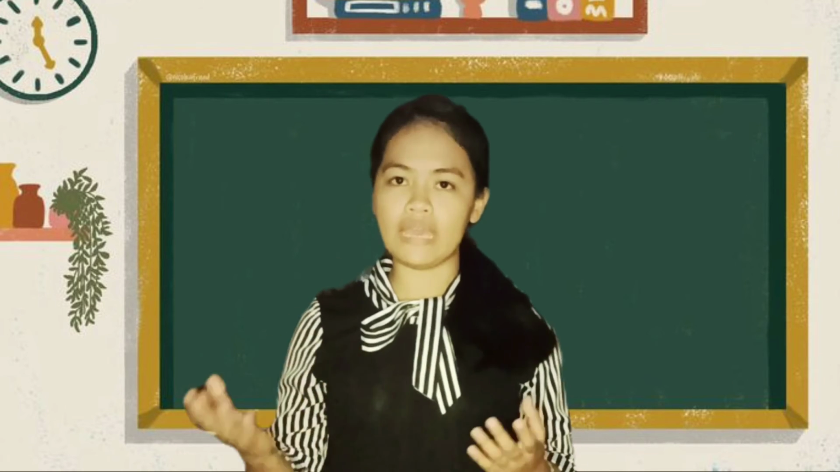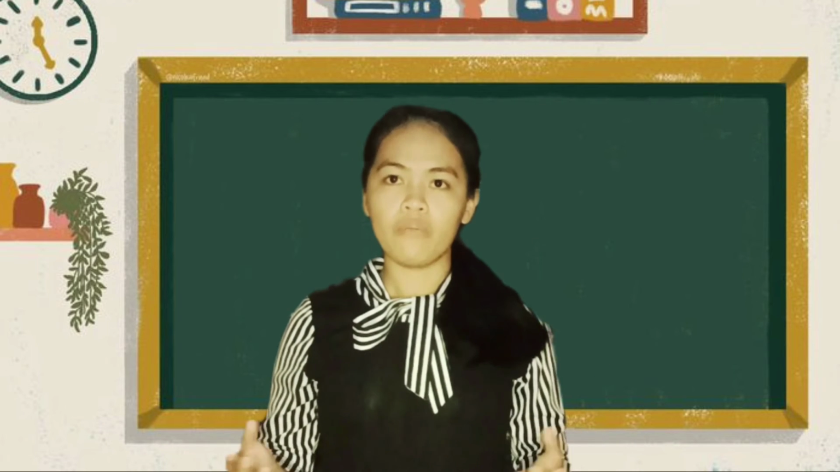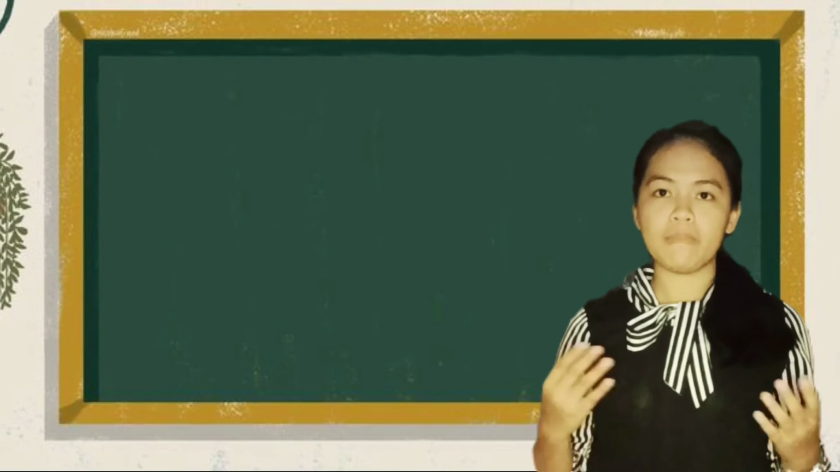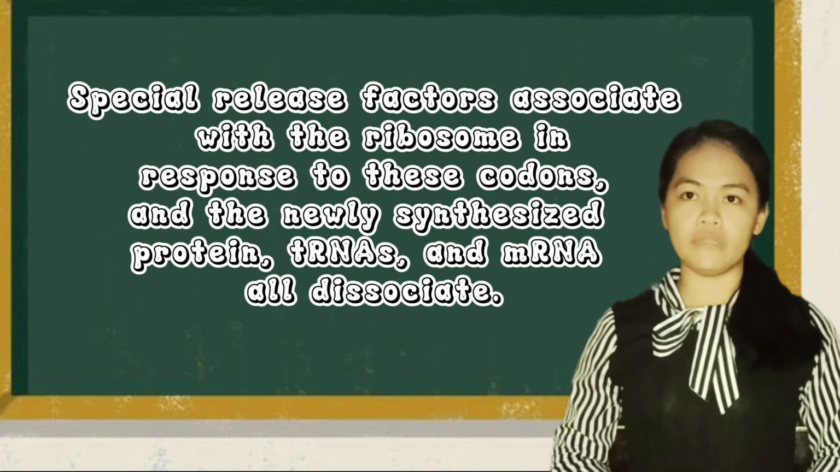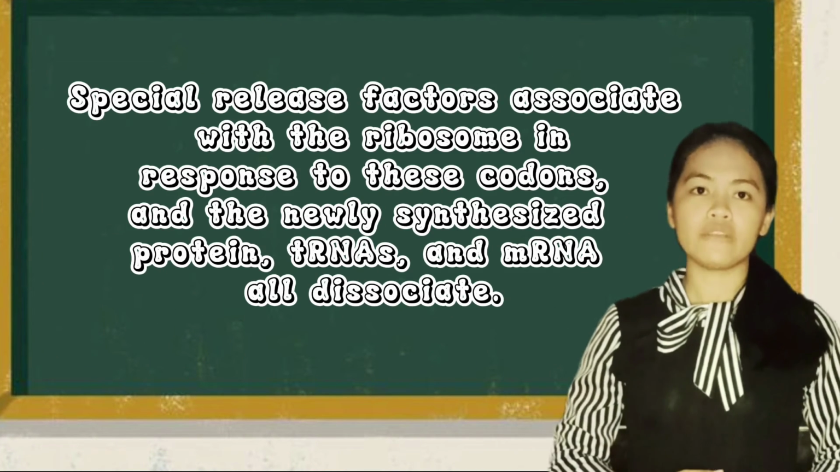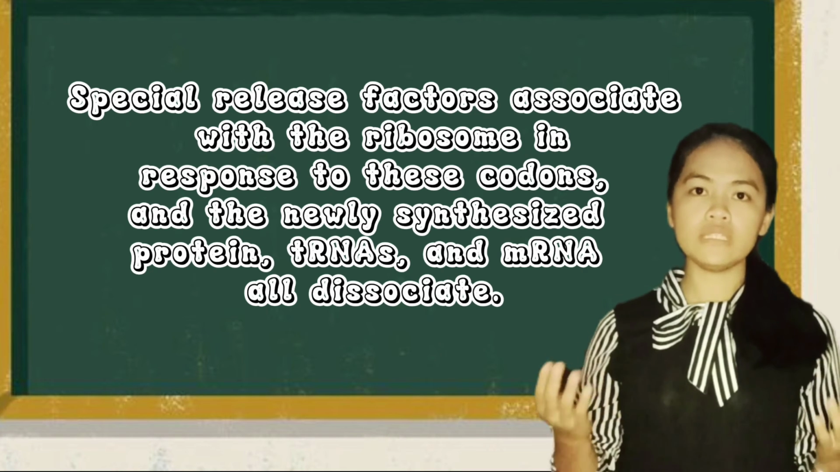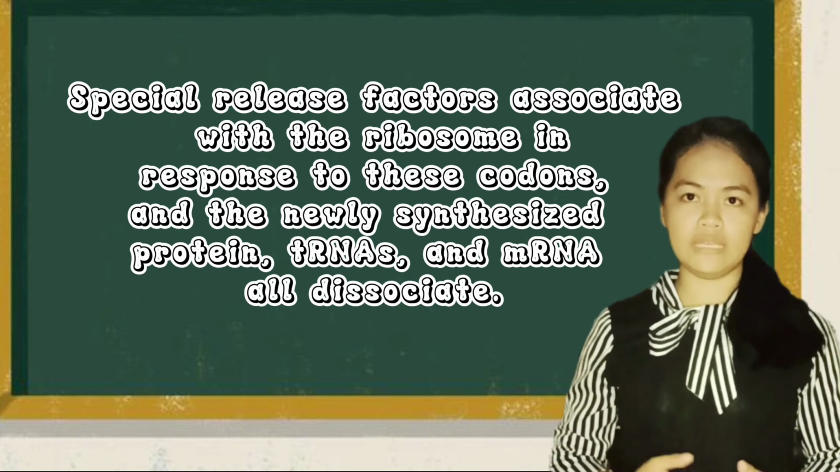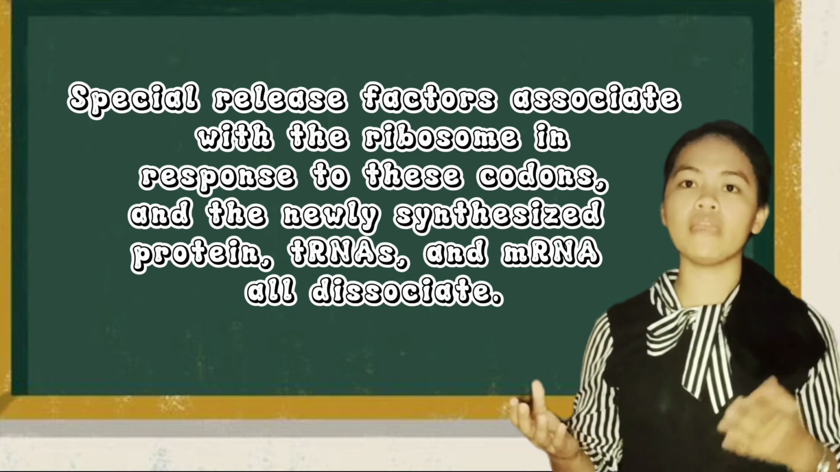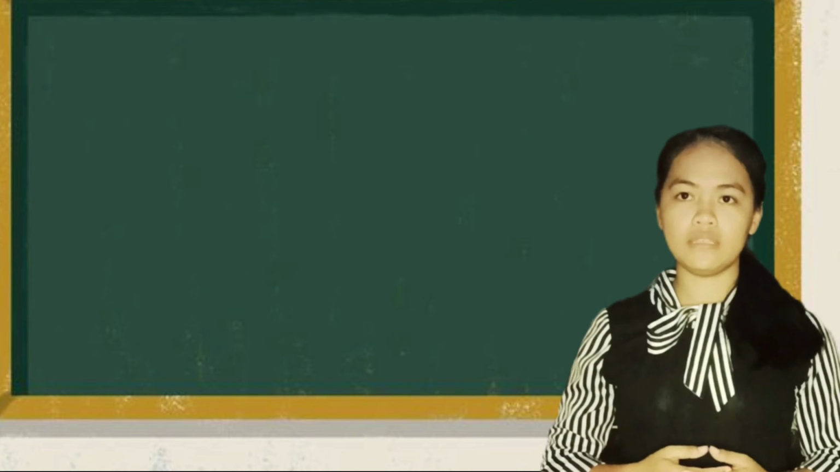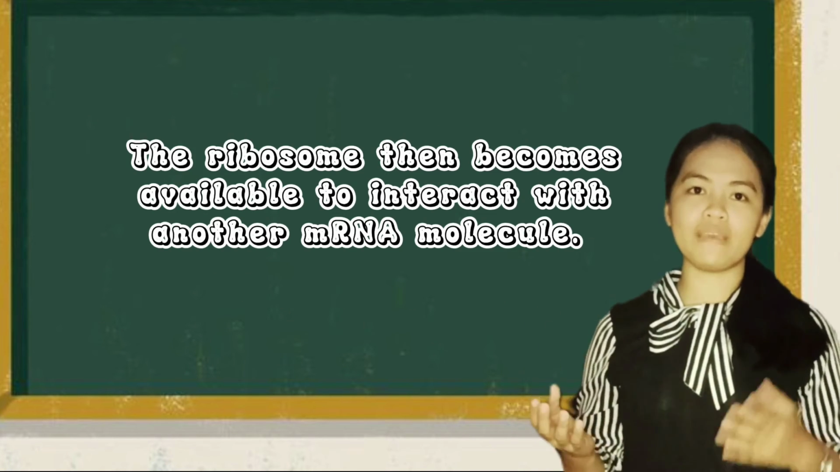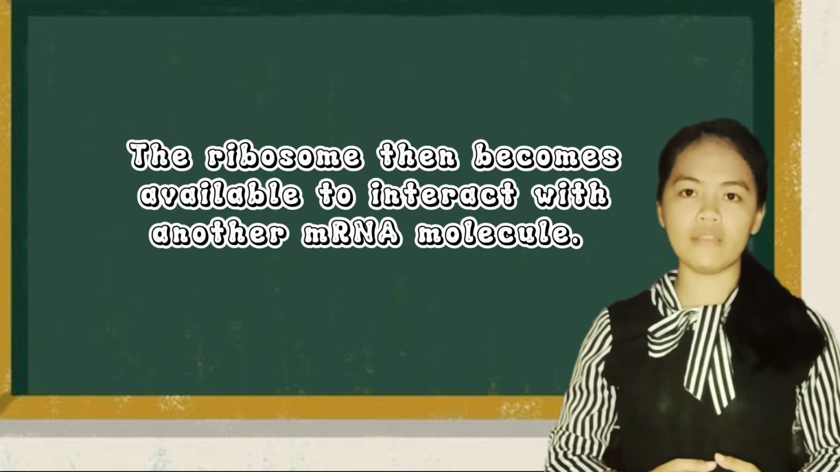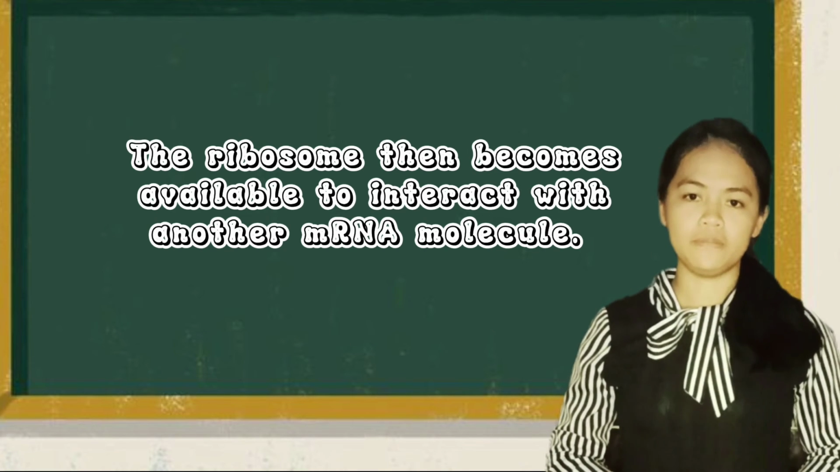UAG, UAA, and UGA, where U, A, and G represent the RNA bases uracil, adenine, and guanine, respectively. Special release factors associated with the ribosome respond to these codons, and the newly synthesized protein, tRNAs, and the mRNA dissociate. The ribosome then becomes available to interact with another mRNA molecule.